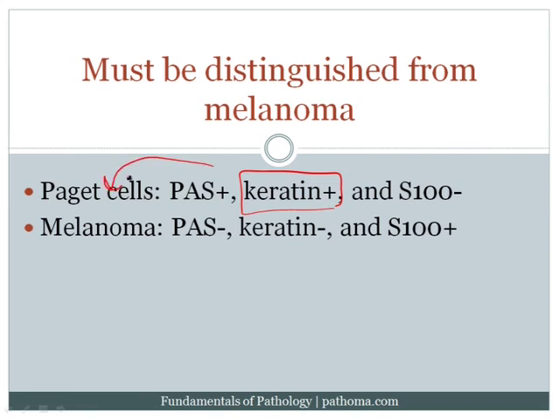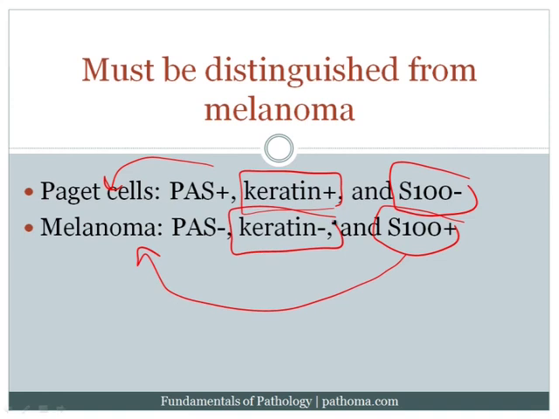Now, another important thing to note is that the cells would be S100 negative. Why is that important? Because melanoma is classically S100 positive. So the defining stain here for melanoma would be S100. Of course, melanoma would be keratin negative, and Paget's disease would be S100 negative. Now, the last stain you'd have to be familiar with is PAS. PAS is a stain that has the ability to mark mucus, and if a cell is producing mucus, then it must be carcinoma. It must be epithelial, because only epithelial cells make mucus. So if it was PAS positive, then we would call it Paget's disease, and if it was PAS negative, it would be a hint that we're dealing with melanoma.